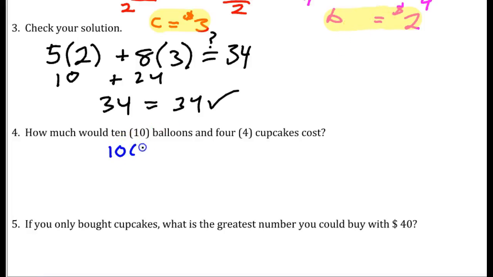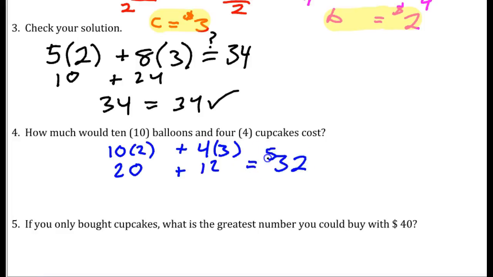So 10 balloons at $2 a piece, and 4 cupcakes at $3 a piece. So $20 worth of balloons, $12 worth of cupcakes. So altogether we have $32 for 10 balloons and 4 cupcakes. It'd be $32.